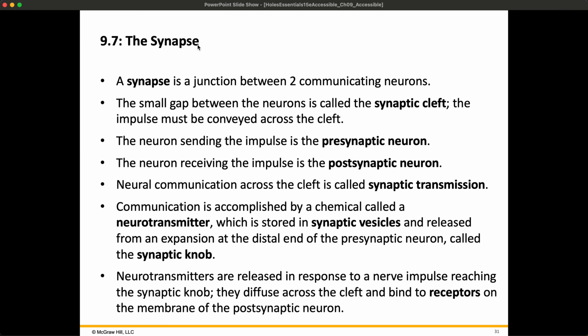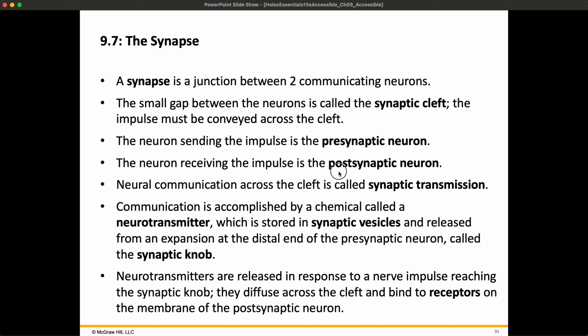Okay, so a synapse then. This is where the neuron is meeting the structure that it's communicating to. This is where they connect, right? So a synapse is a junction between two communicating neurons. There's always a small gap called the synaptic cleft, and that's what the impulse has to cross over to communicate.